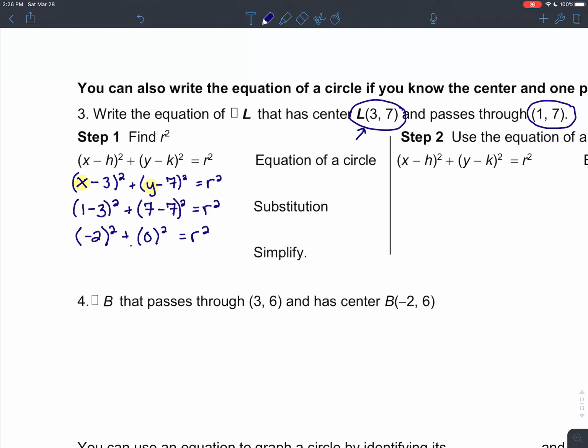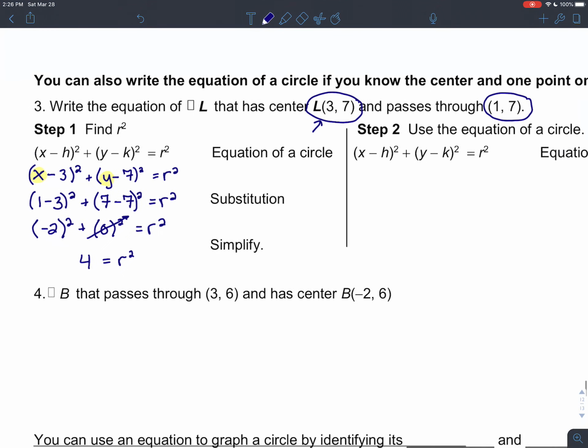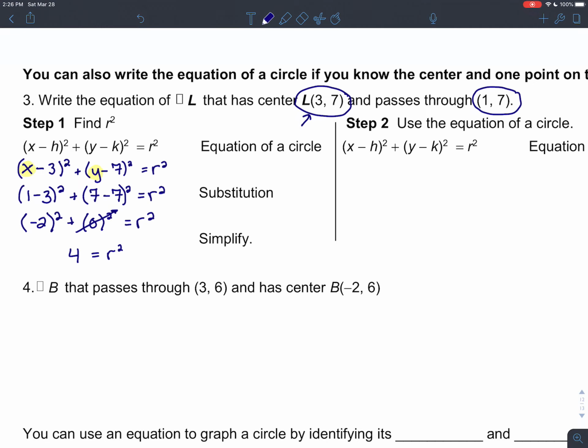Well, 0 squared is still just 0. And -2 squared, -2 times -2, is a positive 4. So 4 is equal to r squared. And you can figure out what r is if you really want to, but remember, all we're doing is plugging it into the formula. And this is already r squared right here, so we can just plug in 4 for that spot. But if you wanted to find the radius, remember that when you have something squared, we can square root both sides so that we get 2 is equal to r.